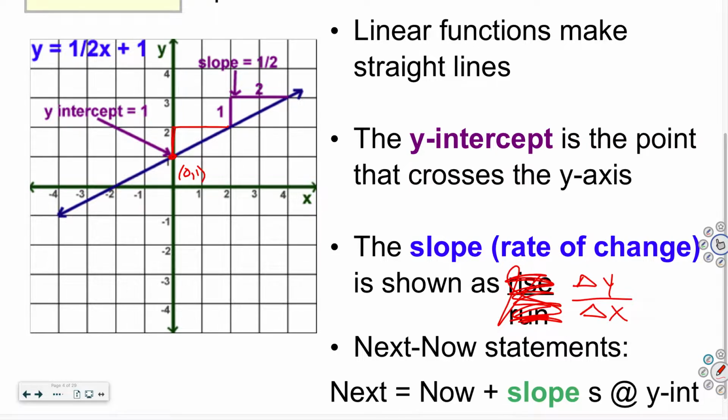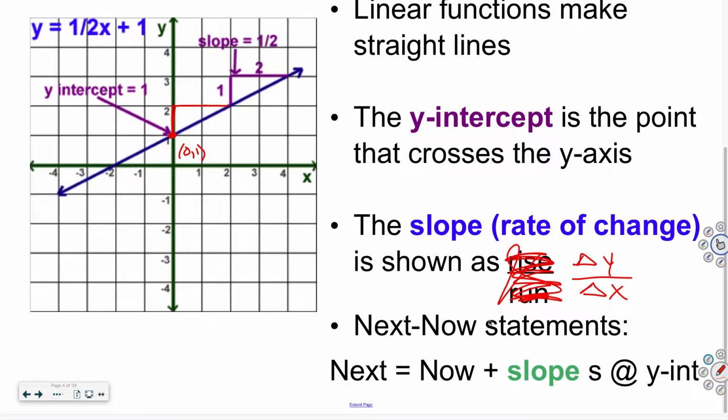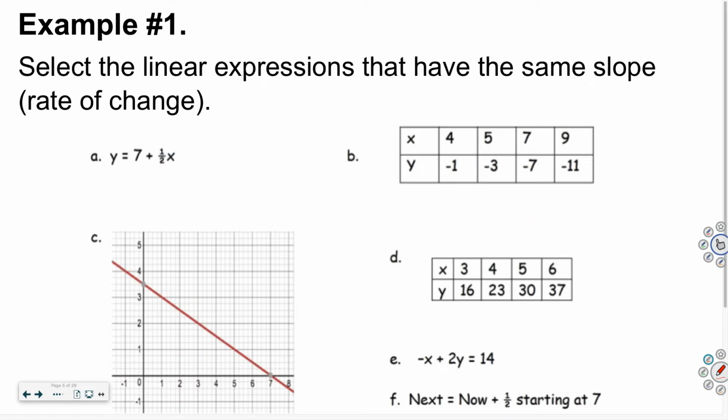It doesn't always rise. Next-now statements can be written as next equals now plus the slope, starting at the y-intercept. So the next-now for this one would be next equals now plus 1/2. This one started at 1. So that's the first example of our linear functions.